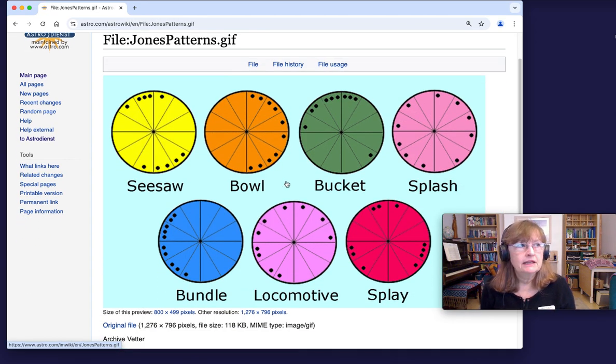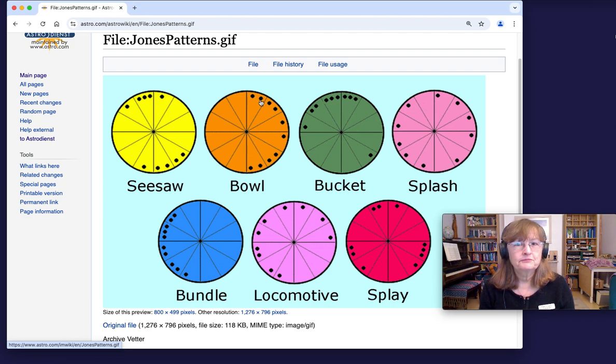Now, Bowl, if you were born between 1979 and about 1999, you might have a bowl or a bundle chart. You might find that the majority of your planets are all on one side of the circle, because the outer planets, Uranus and Neptune, got very close together, and in the 1990s they became conjunct. So you could find that if you were born during those years, that you will either have a bowl or a bundle.